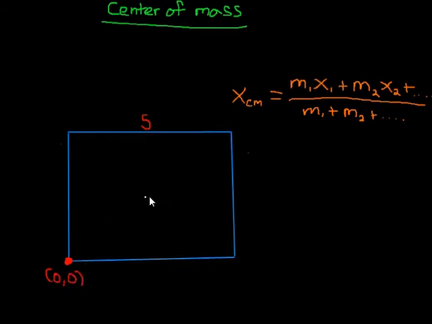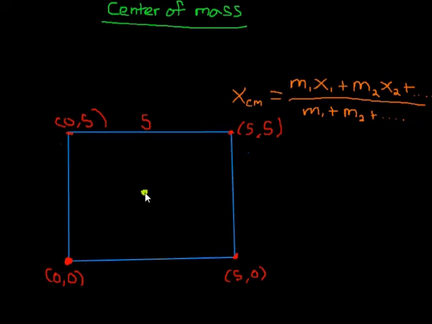So that means that this whole square is in the first quadrant. So this point would be 0, 5. This would be 5, 0. And then this would be 5, 5. Okay. And then obviously because our square is uniformly distributed, the center of mass would be right in the center, right?